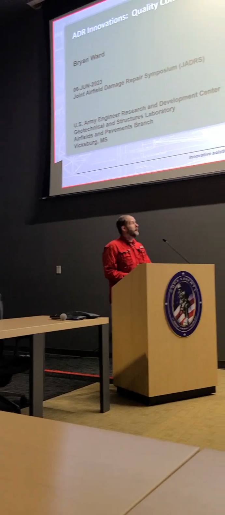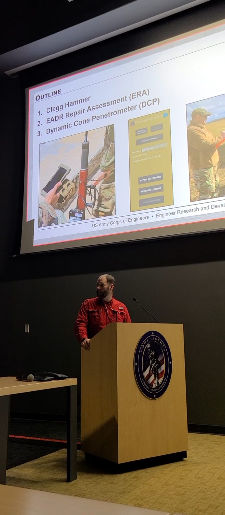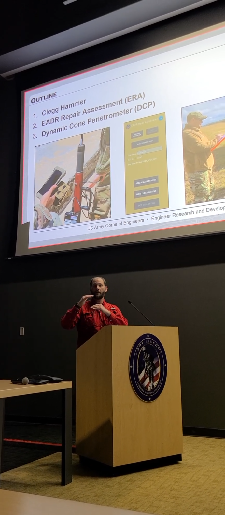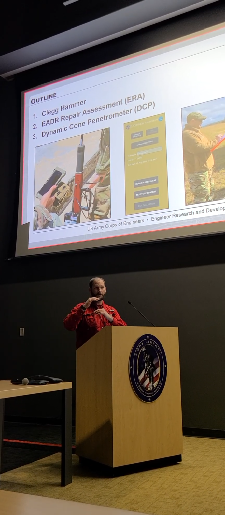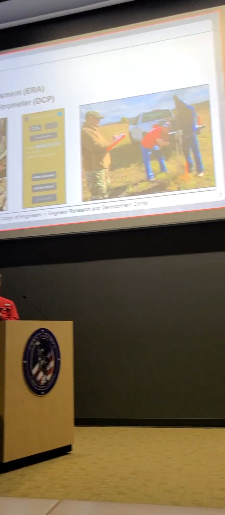Next slide. There are going to be three main technologies we're going to discuss in this. It's going to be the Clegg hammer. This is something that's going to give you some information about that top 6 inches to the surface. So say you just put a 6-inch lift in. This device right here is going to give you some information on its compaction.